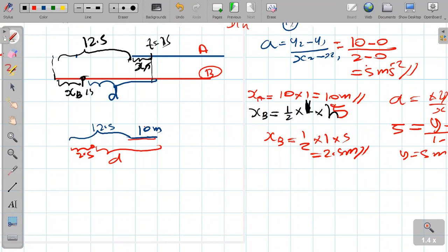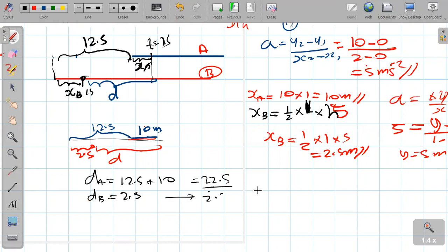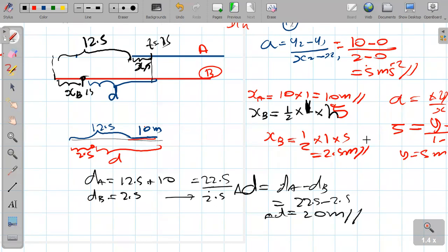Now for A, D A is what? 12.5 plus this 10. What is D B now? Only 2.5. Now it's like 22.5. This one has moved like 2.5 here. What is delta D? Difference, distance. D A minus D B. 22.5 minus 2.5. Delta D is going to be like 20 meters. Now the gap is some 20 meters.